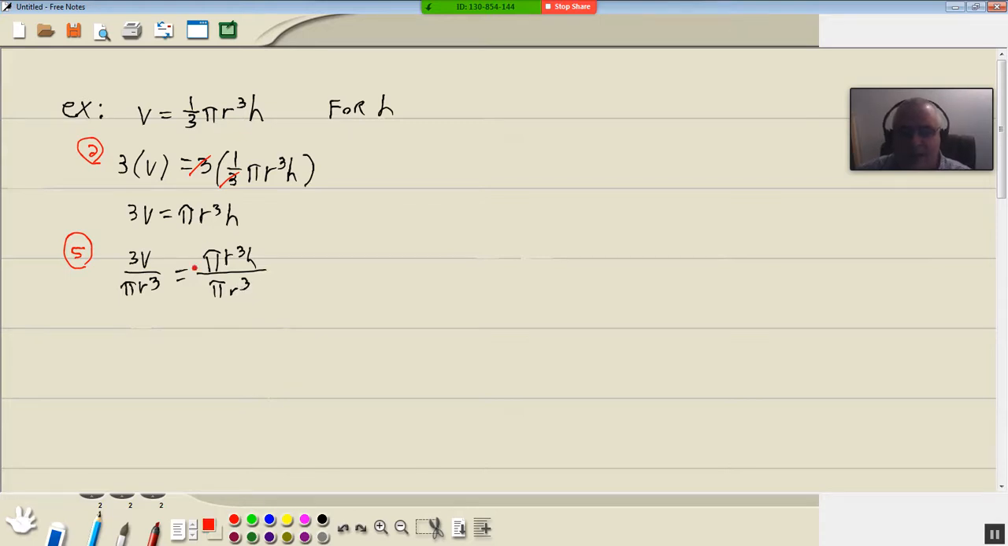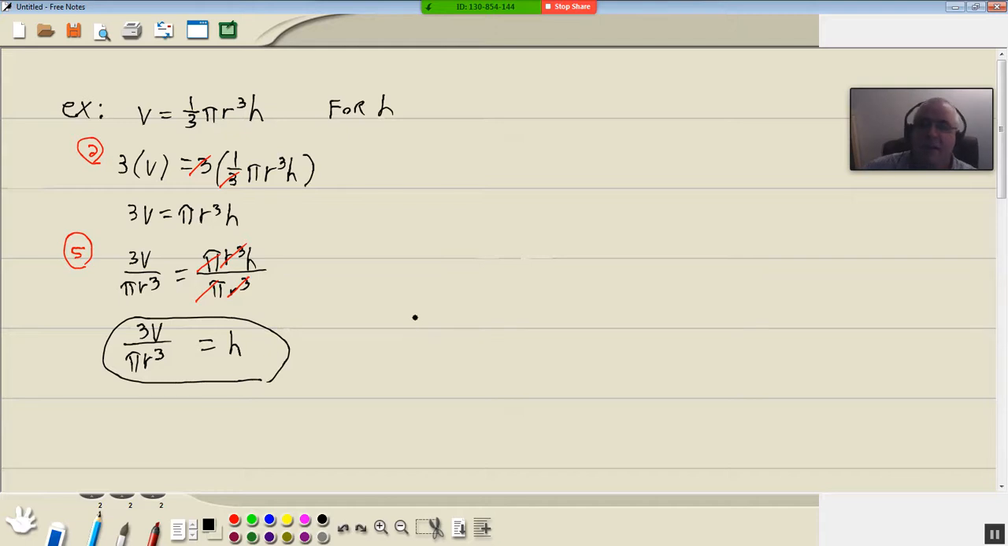Now when we do that, these pi's cancel, and these r cubed's cancel. And so we have h is equal to 3b over pi r cubed. And that'll be your answer. Your goal is to get the variable by itself.